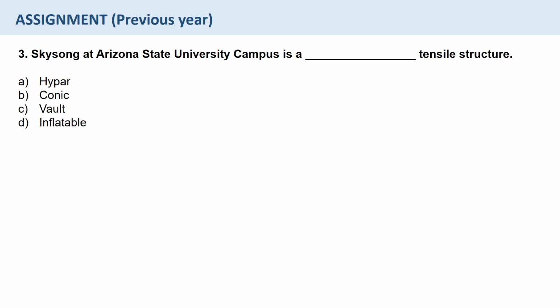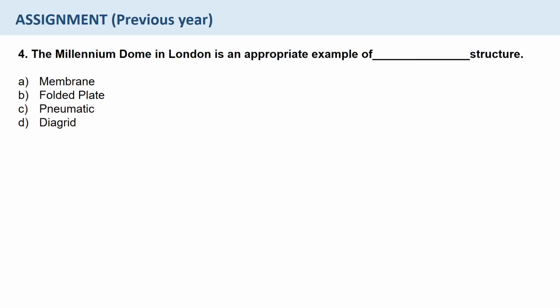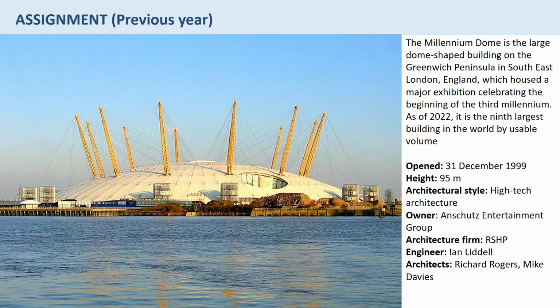Question number 4. The Millennium Dome in London is an appropriate example of ___ structure: membrane, folded plate, pneumatic, diagrid. So the Millennium Dome is the large dome-shaped building on the Greenwich Peninsula in southeast London, England, which housed a major exhibition celebrating the beginning of the third millennium. As of 2022, it is the 9th largest building in the world by usable volume.